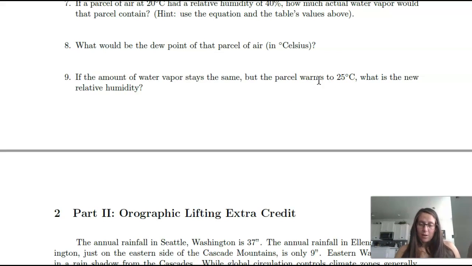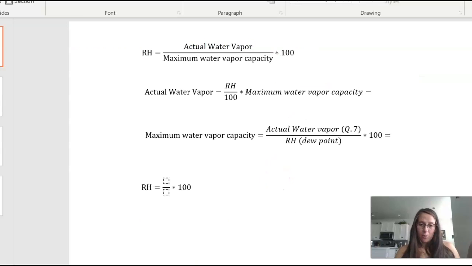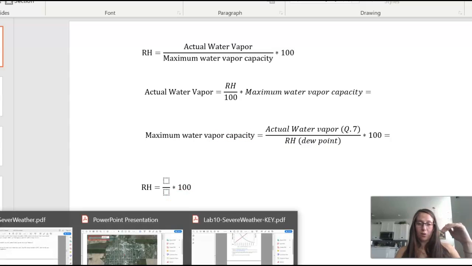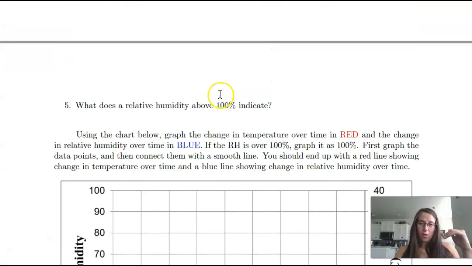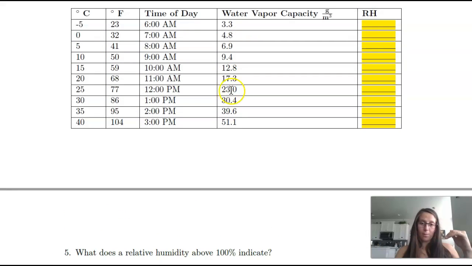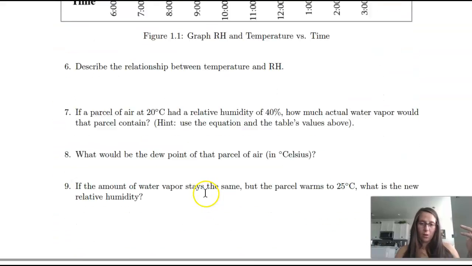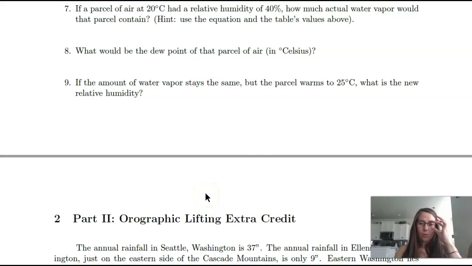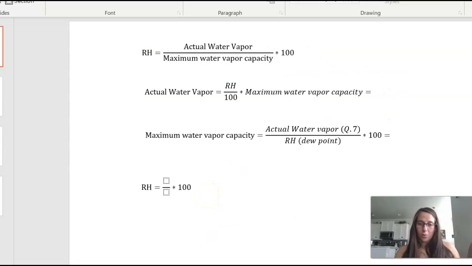But the second thing it is asking you is that now, using this formula over here, the maximum water vapor capacity value that I use has to be the one equivalent to 25 degrees Celsius on the table. So you're going to go over here and say, okay, my value for maximum water vapor capacity at 25 degrees C is 23 grams per meter cubed. So that's the value that you're going to use. And then what you are trying to find out is the relative humidity. So you're back to basically using this formula up here.